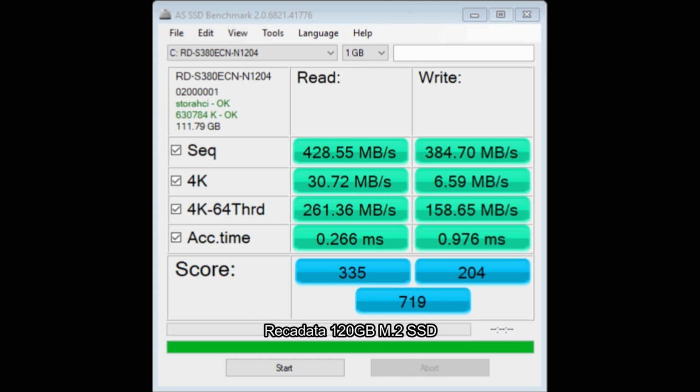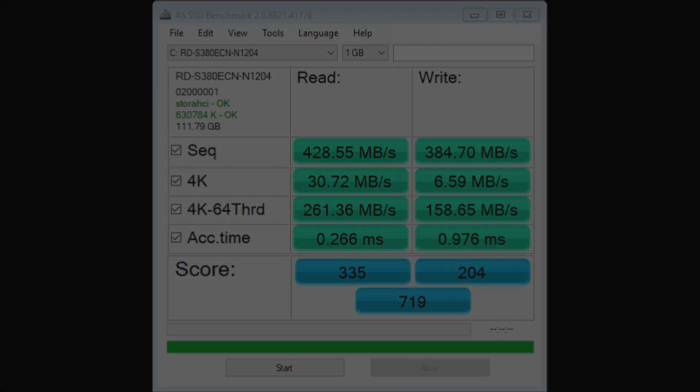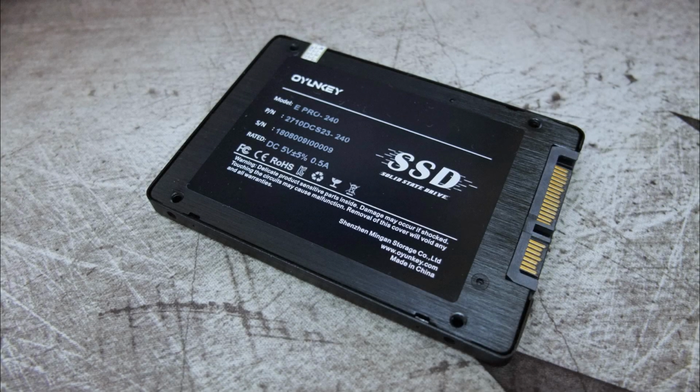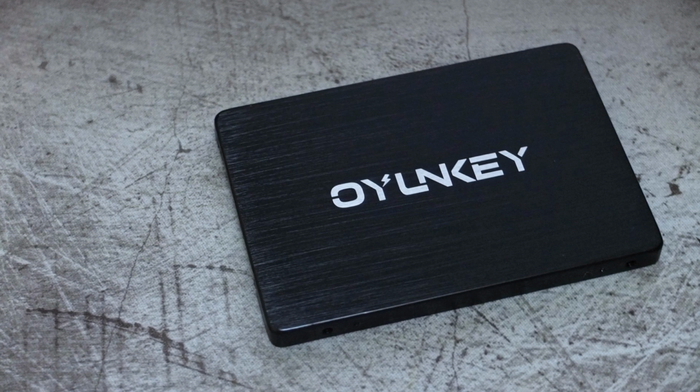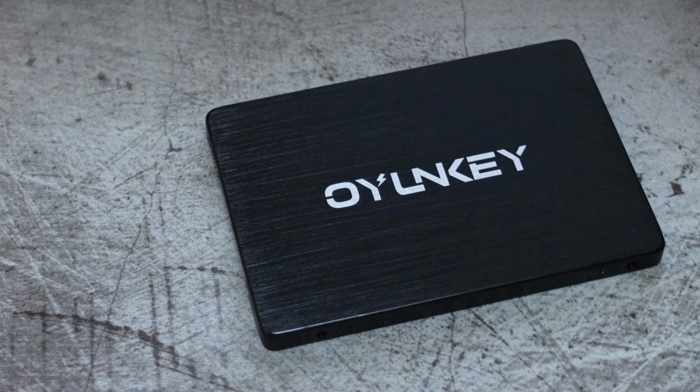So the performance of this compared to other budget drives is in most areas very good. Just a couple of small points. Website's not working at the minute. I'd like to see them get that up and running, and apart from that 4K read speed, it's actually a very good performance for a budget solid state drive.